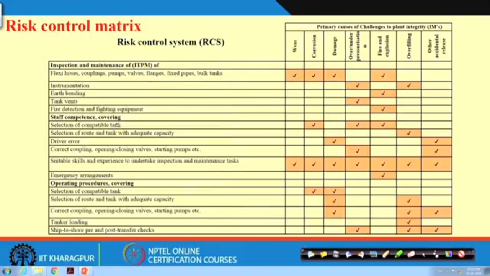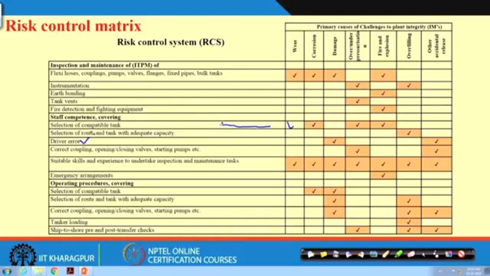Coming to staff competence, that is one more risk control system out of the 9. Staff competence should cover what? Selection of a compatible tank. People should have the competence to select the right tank. This risk control system is applicable to which initiating mechanism? If you select the right tank, then corrosion will not happen, wear will not happen, overfilling will not happen, or fire and explosions will not happen.